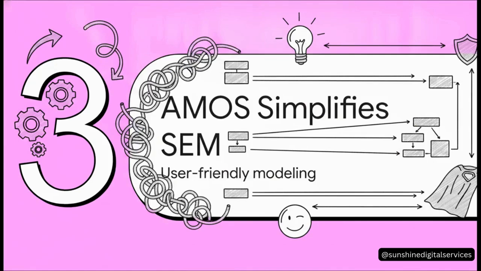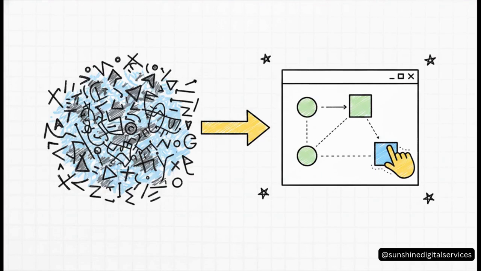Moving to part 3, how Amos simplifies SEM. Now, if you have ever tried to write hundreds of lines of really complex coding syntax, you know the absolute pain of traditional data modeling. It's tough. And this is exactly where Amos comes in to act as a bridge. Developed by IBM, analysis of moment structures, which we just call Amos for short, takes the heavily mathematical, often code-based process of SEM and flips it into a highly visual drag-and-drop experience.